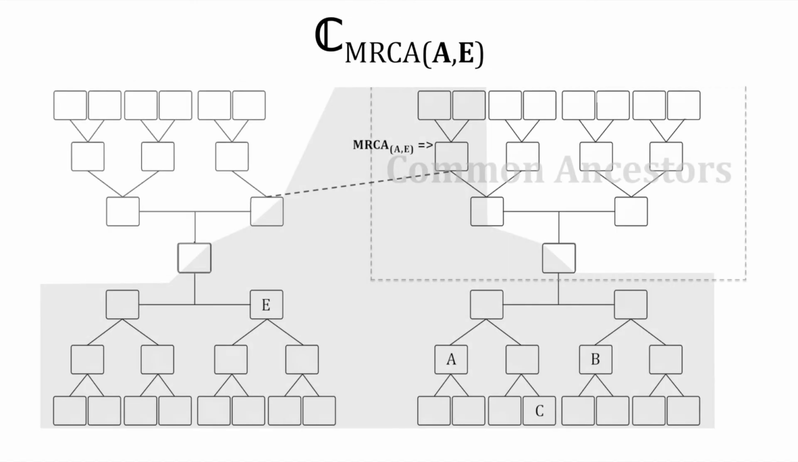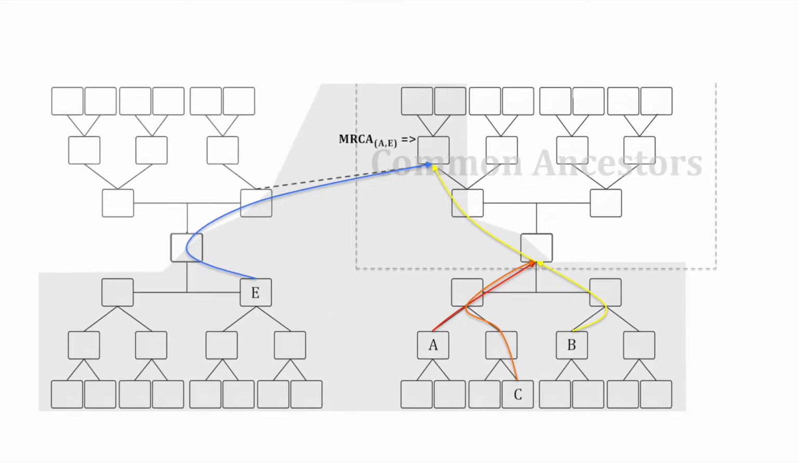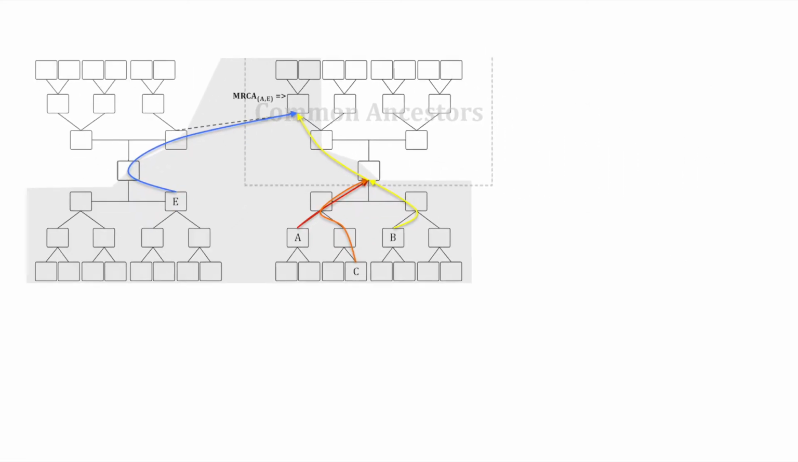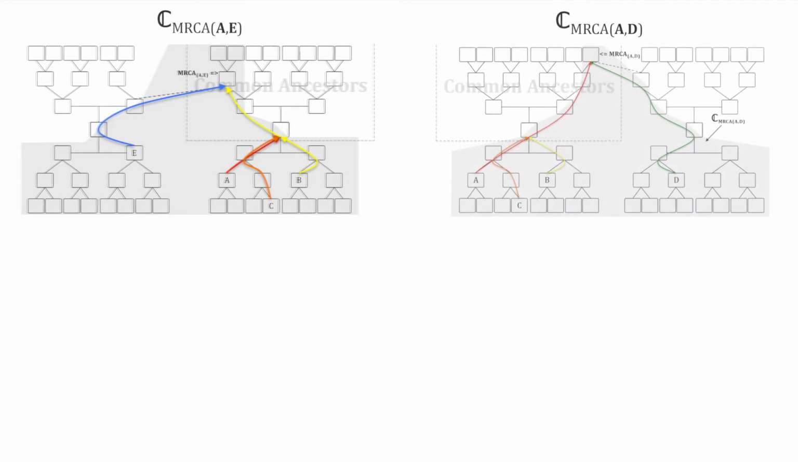Finally, the complex about the most recent common ancestors of A and E, a second cousin once removed to A and B, is also a proper subset of the complex about the most recent common ancestors of A and B. But, when compared to the complex about the most recent common ancestors of A and D, it is less focused, including more ancestral family lines.